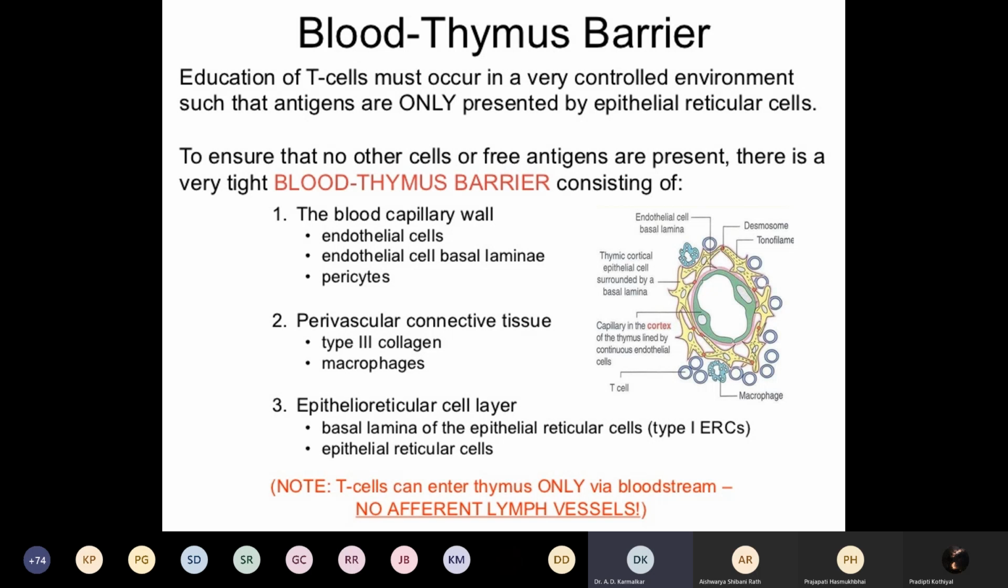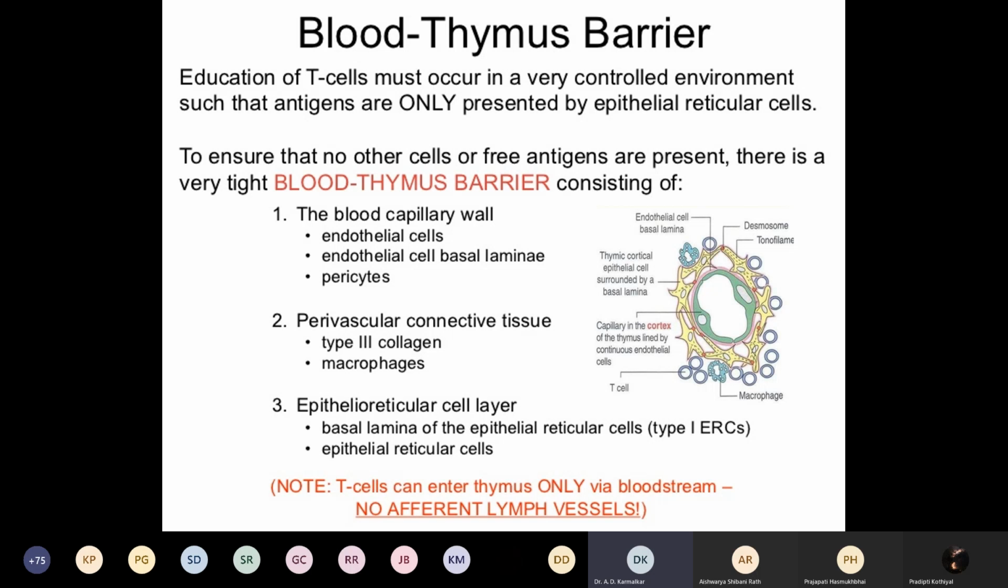So blood capillary, which has endothelial cells resting on the basal lamina, and there are pericytes. Okay, the perivascular connective tissue is mainly reticular fibers, which are type 3 collagen fibers, along with macrophage cells, and epithelio-reticular cells, which are resting on the basal lamina. So this whole thing forms the blood thymic barrier. Okay, so very important for us, we should know the Hassel's corpuscles, and we should know the blood thymic barrier which is present.